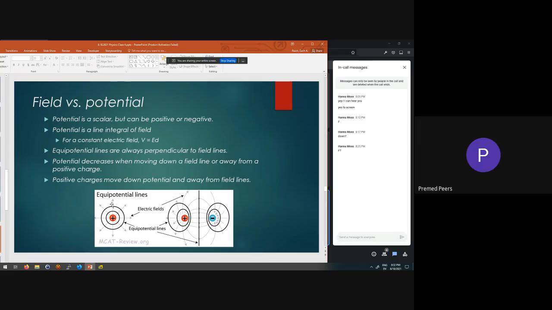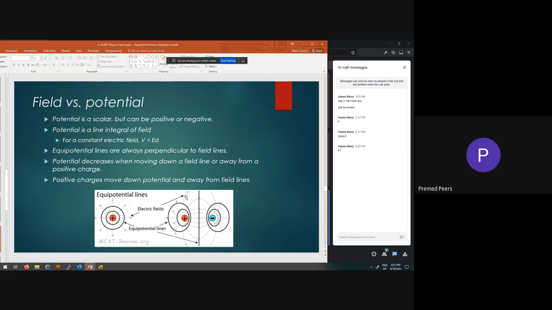So if we know the equipotential line, the curve, we can draw a line perpendicular, and that's going to give us a field line there. Now we don't know which way it points. If we want to know which way it points, we've got to know which way the potential is moving. So this is how you know that. Potential decreases when you move down a field line or away from a positive charge.